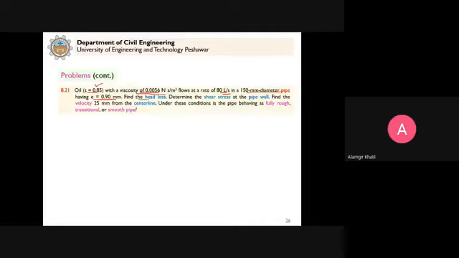First, we have to calculate the total head loss. Then we have to calculate the shear stress at the pipe wall, tau naught. And then we have to calculate the velocity at 25 millimeter from the center line of the pipe. So r is now 25 millimeter.